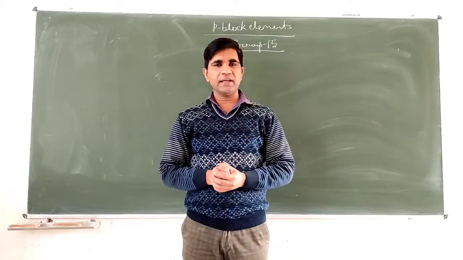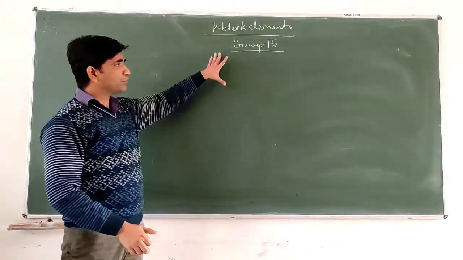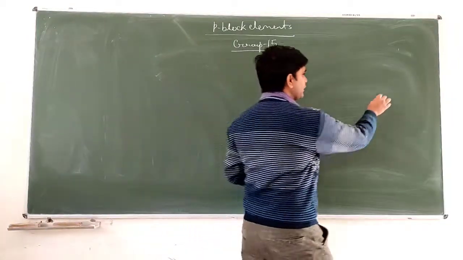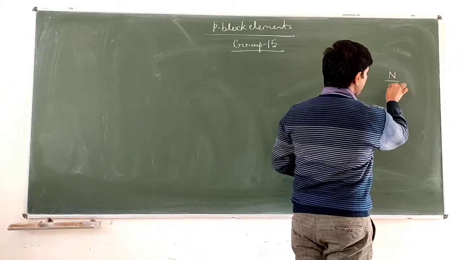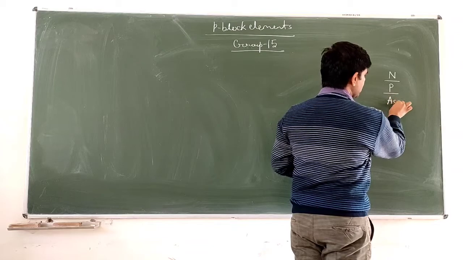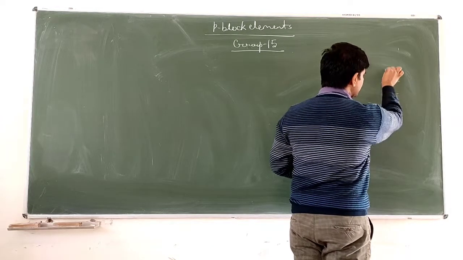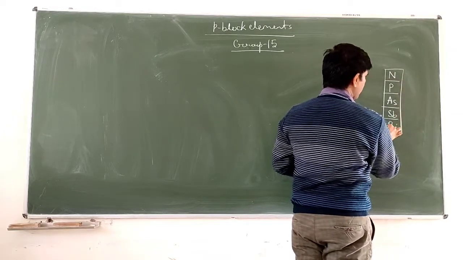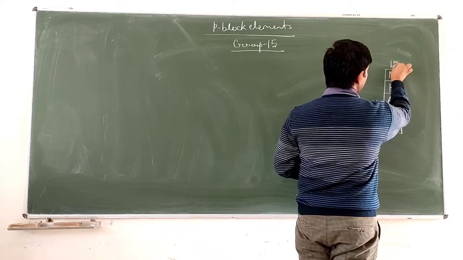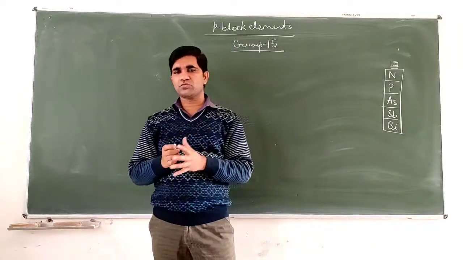We will start group 15 elements of p block. In group 15, the elements are nitrogen, phosphorus, arsenic, antimony, and bismuth. These are the members of group 15. We will discuss the properties of these elements one by one.